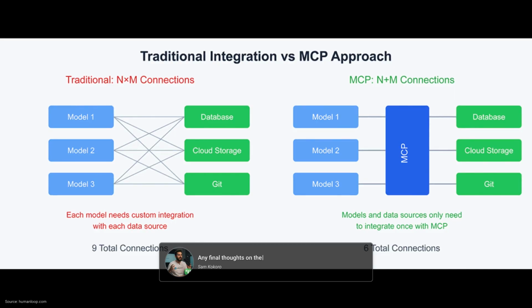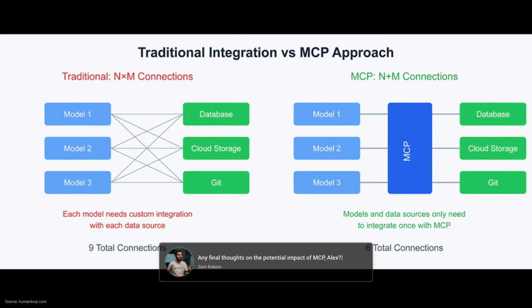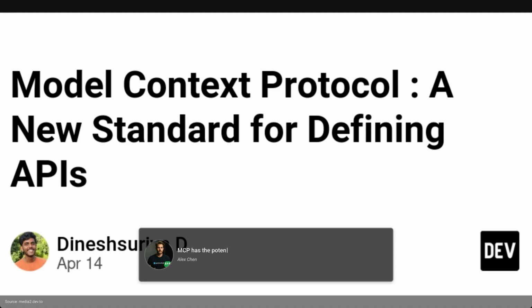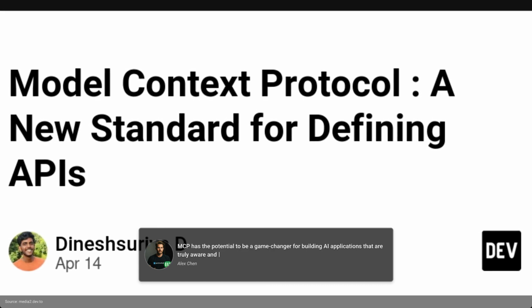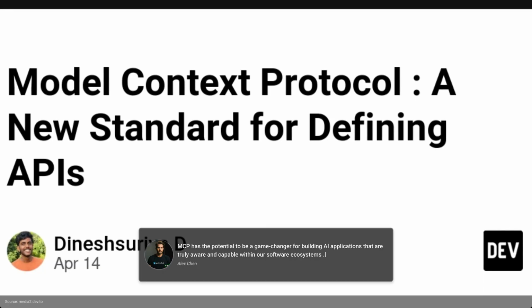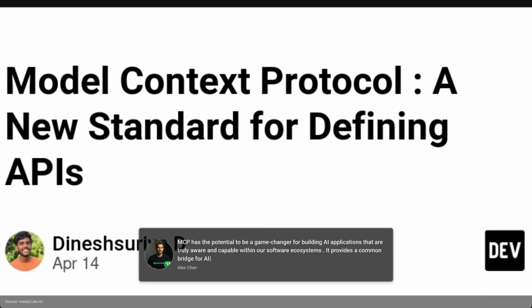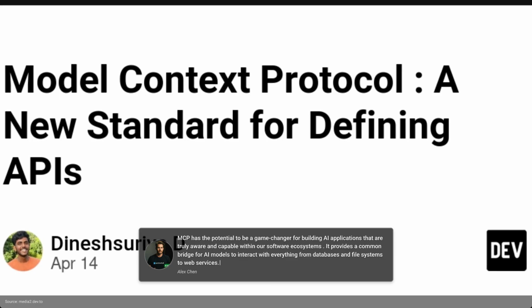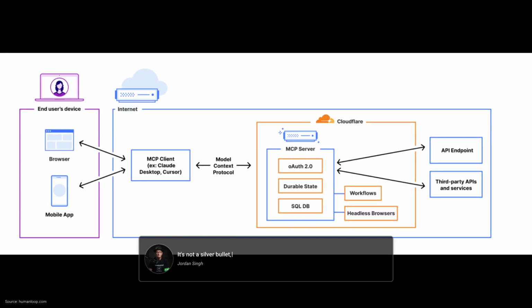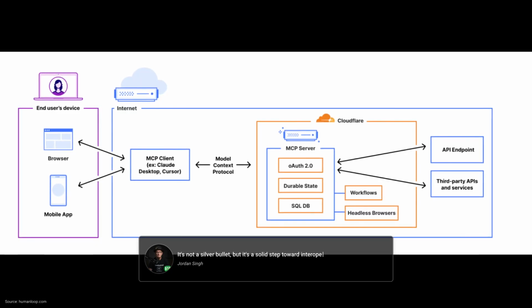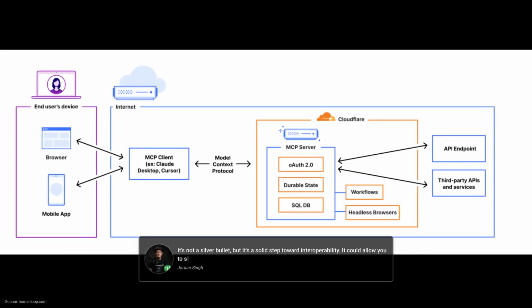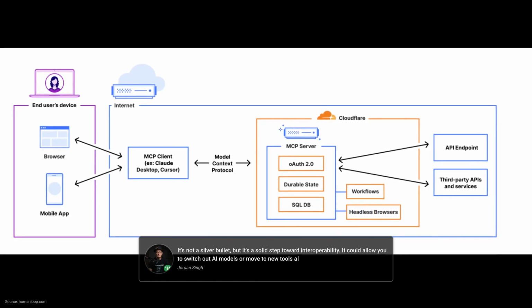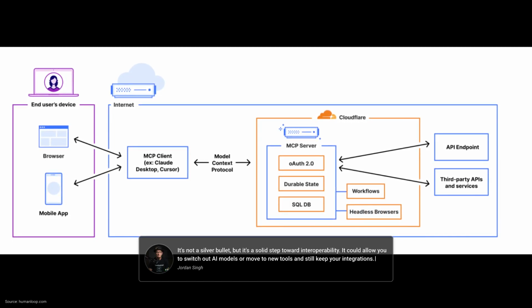Any final thoughts on the potential impact of MCP, Alex? MCP has the potential to be a game changer for building AI applications that are truly aware and capable within our software ecosystems. It provides a common bridge for AI models to interact with everything from databases and file systems to web services. It's not a silver bullet, but it's a solid step toward interoperability. It could allow you to switch out AI models or move to new tools and still keep your integrations.